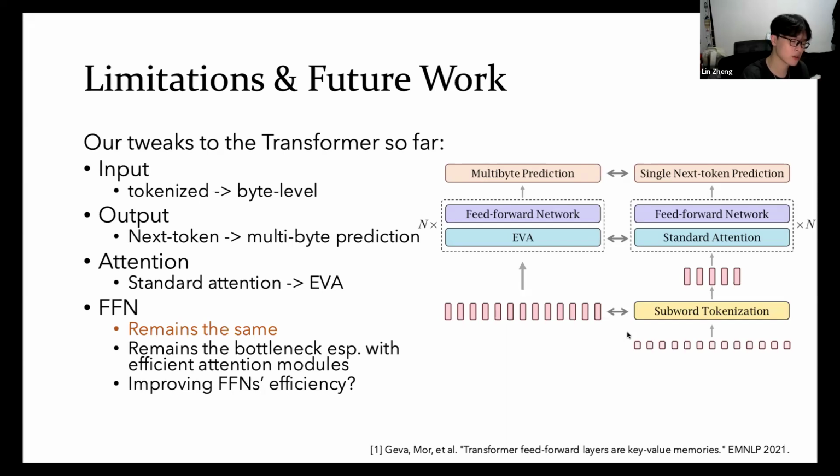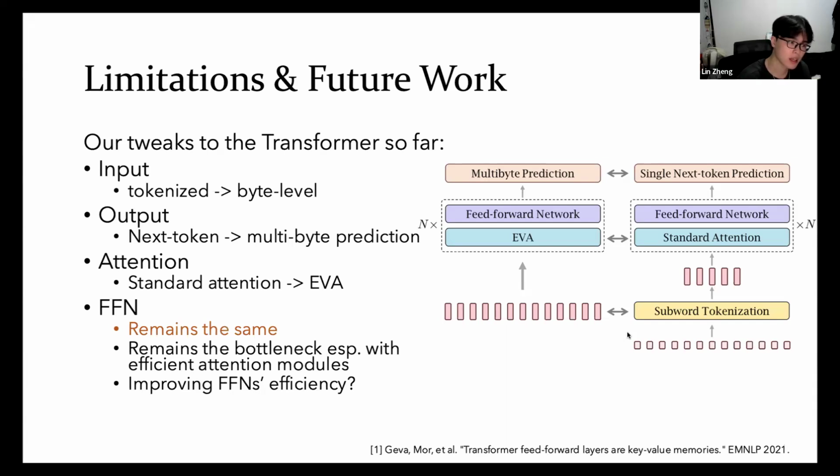The other component we change is about the output, where we upgrade next token prediction to multi-byte prediction, which is also an established technique in recent literature. We also modified the attention mechanism from the standard attention to a more efficient one called EVA. But if you compare component by component, you find that the feed-forward networks, the most critical component in today's transformer architecture, remain the same and untouched.